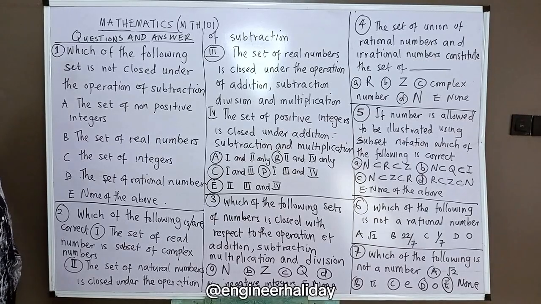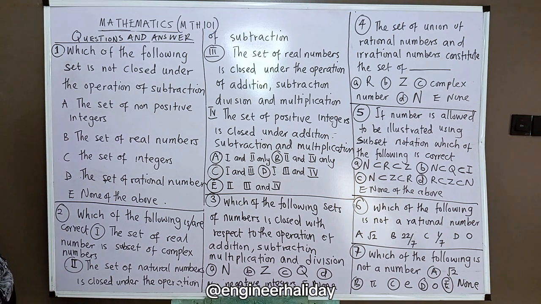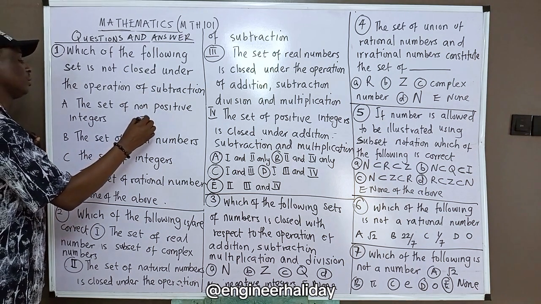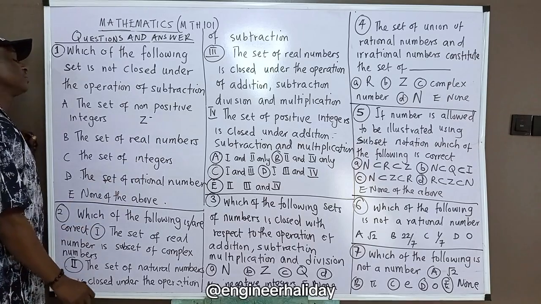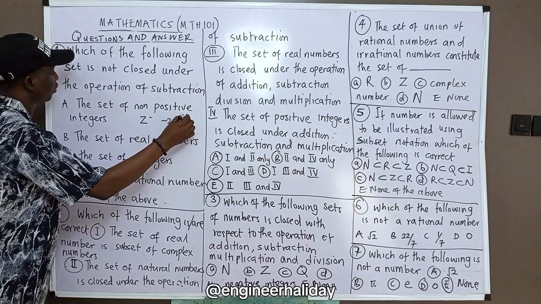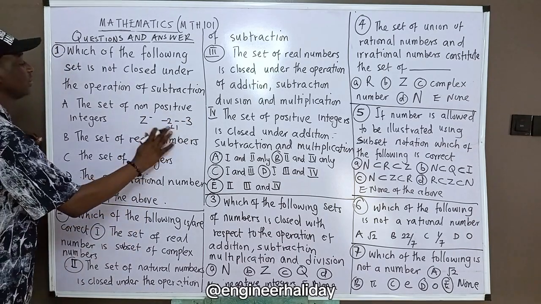Hello class. We want to look at questions and answers on the real numbers and we'll take them one after the other. The first one says, which of the following sets is not closed under the operation of subtraction? The first answer says the set of non-positive integers. We know that if it's non-positive integers, it should be negative integers. And with negative integers, if you say minus 2 minus 5, or minus 3 rather, it gives us plus 1, so it cannot be closed under subtraction.